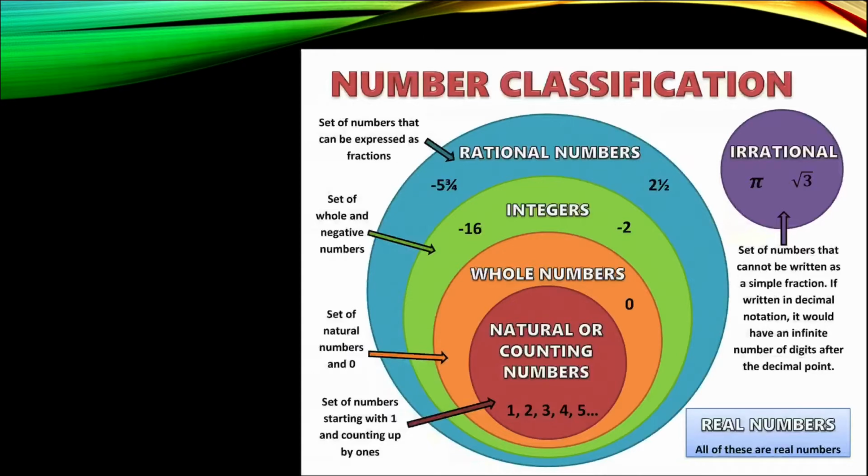Rational numbers are anything that I can write as a fraction. Irrational numbers are anything that I cannot, like pi, square root of 3, square root of 2. And all of these things make up real numbers.